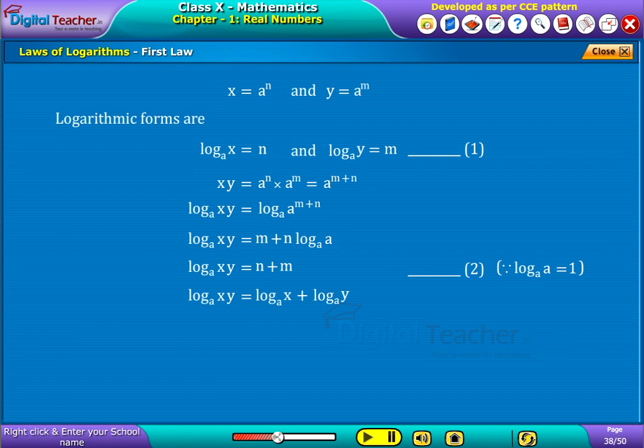Log xy to the base a is equal to log x to the base a plus log y to the base a. So, if we want to multiply two numbers and find the logarithm of the product, we can do this by adding the logarithms of the two numbers. This is the first law of logarithms.